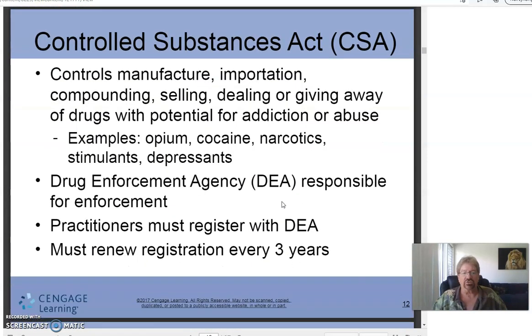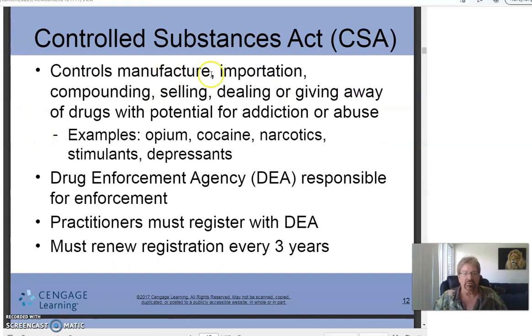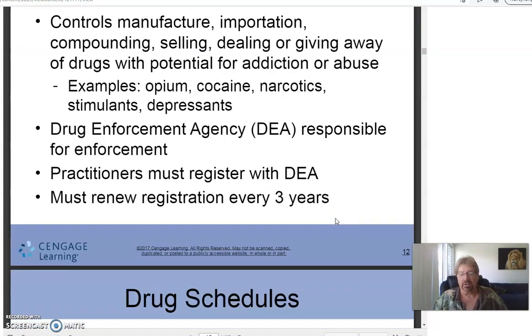Okay, so they made a Controlled Substances Act. It controls the manufacture, importation, compounding, which means mixing them and putting them together, selling, dealing, and giving away drugs with potential of addiction or abuse. Examples: opium, cocaine, narcotics, stimulants, depressants. The Drug Enforcement Agency, always known as the DEA, is responsible for the enforcement of this. Practitioners must register with the DEA and renew their registration every 3 years. For example, medical doctors have a medical license, but they also have to have a DEA number in order to prescribe medications.